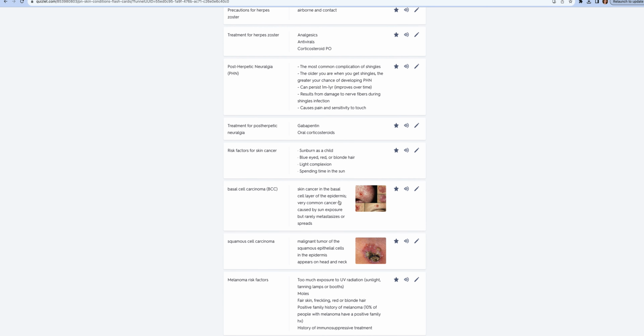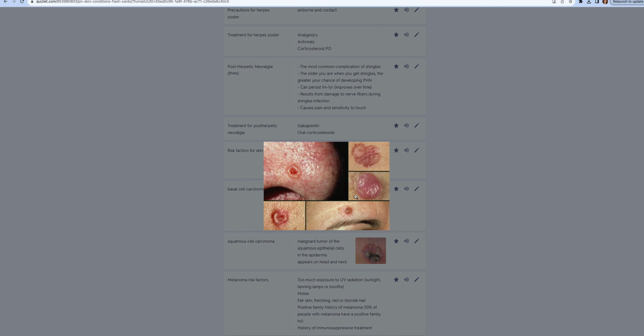Okay, now we're going to move into skin cancer, and basically your risk factors for skin cancer include having a sunburn as a child, repeated sunburns, people with fair skin, so light complexion, blue-eyed, red, or blonde hair are going to be more at risk in spending time in the sun. Basal cell carcinoma is a skin cancer in the basal level of the epidermis. It's very common. It's caused by sun exposure. It doesn't metastasize, and usually has a good prognosis if it's found early.